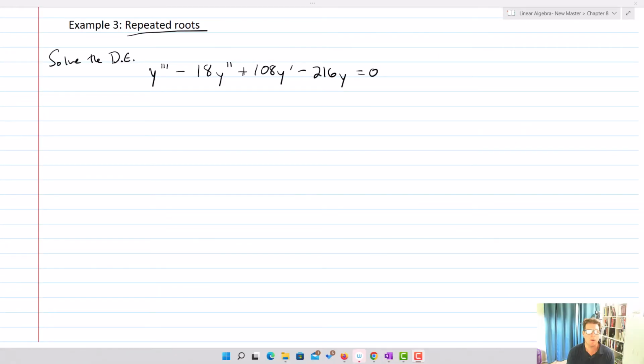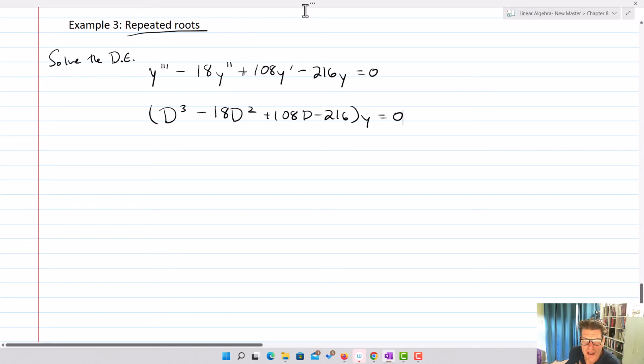Now let's look at a problem where we're dealing with a differential equation in which the auxiliary polynomial has multiple repeated roots. So let's say, for example, I have y triple prime minus 18 y double prime plus 108 y prime minus 216y. When we rewrite this as a differential operator, this is going to be D cubed minus 18D squared plus 108D minus 216, applied to y, equals 0.